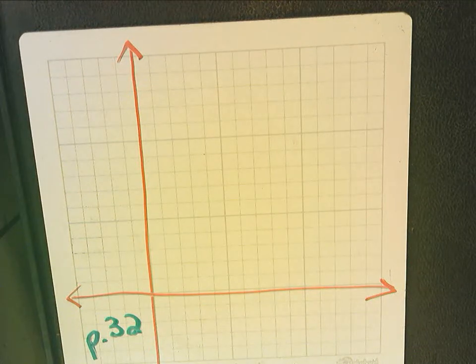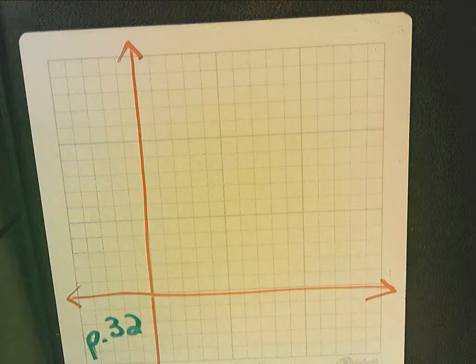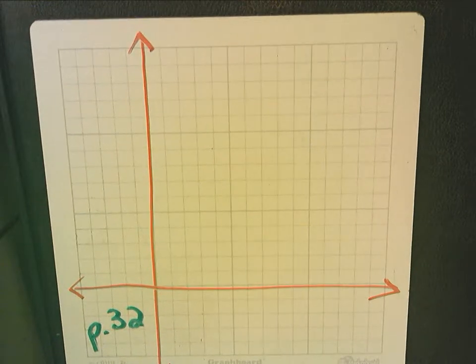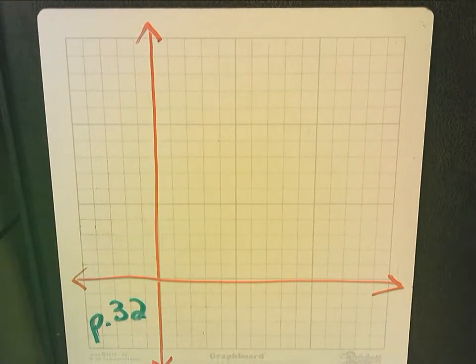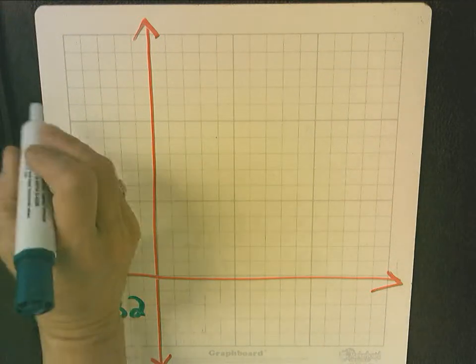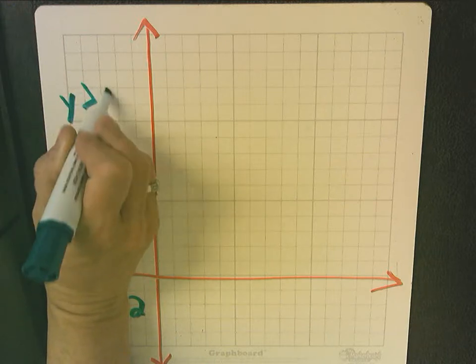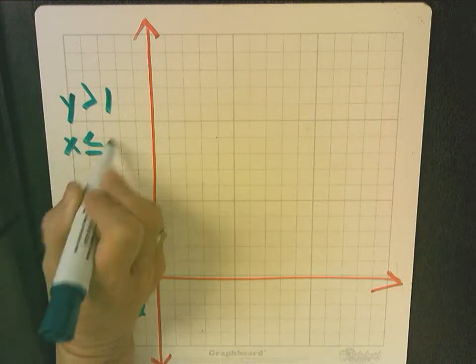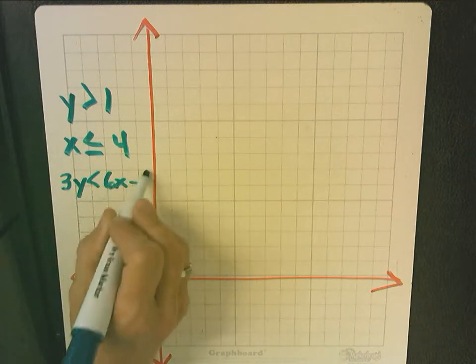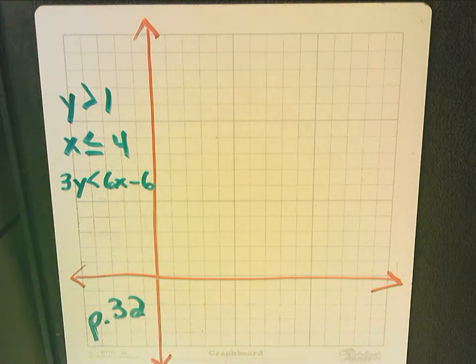Turn to page 32 in your Chapter 7 packet, and we are going to go over how to graph a system of inequalities. On page 32, you will see that we are going to be graphing y is greater than 1, x is less than or equal to 4, and 3y is less than 6x minus 6. So we're going to graph a system that has 3 equations.